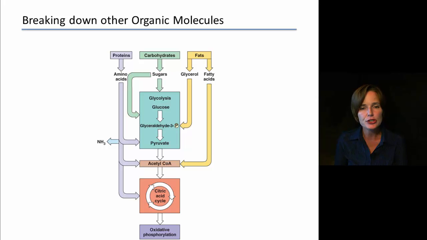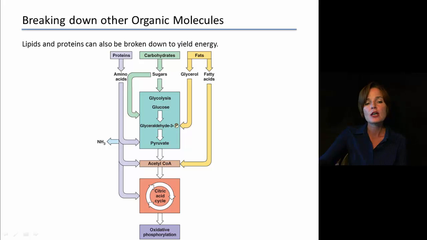Carbohydrates are the main molecules that get broken down to yield energy, or ATP, for the cell, but they're not the only molecules that can be used. Lipids and proteins are also broken down to yield some energy. If you look at this diagram, you can see that we've got carbohydrates in the middle, proteins on one side, and fats on the other.